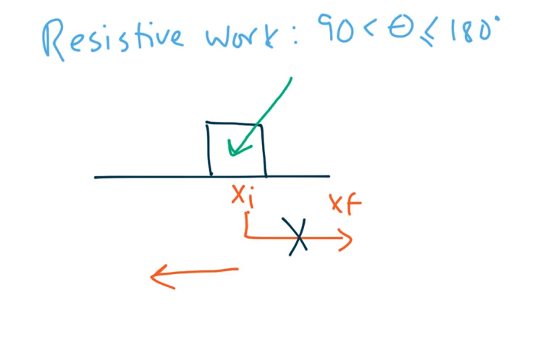So these are the 4 types of angles between the forces that end up impacting work.